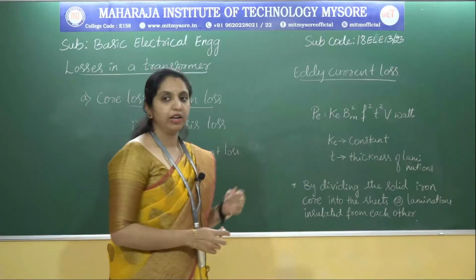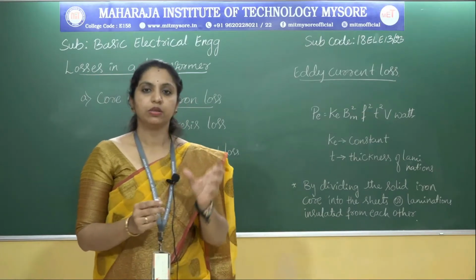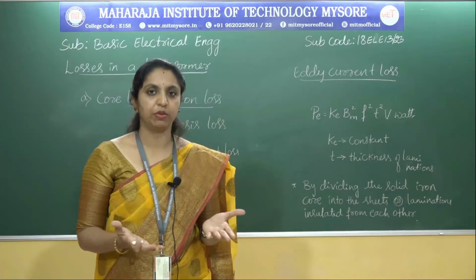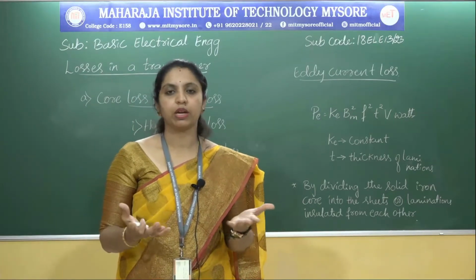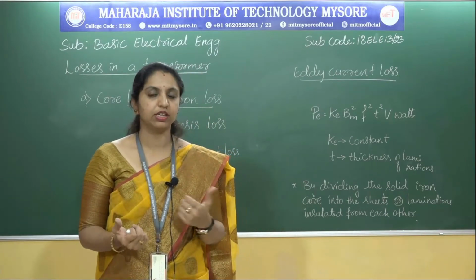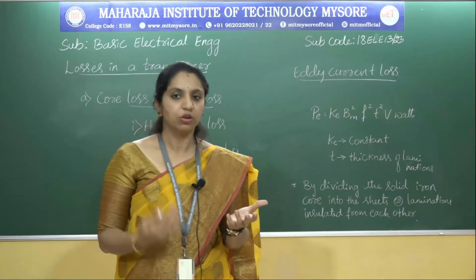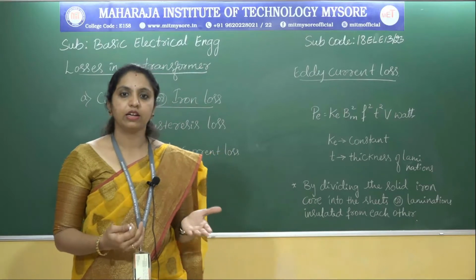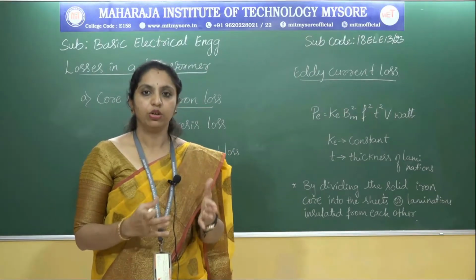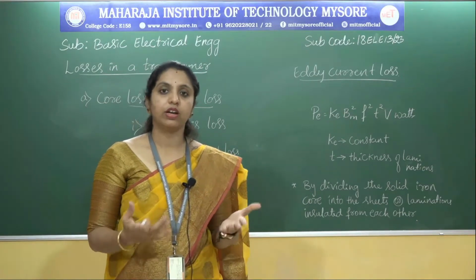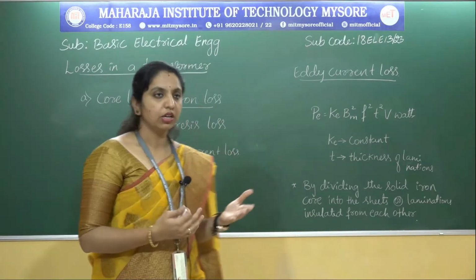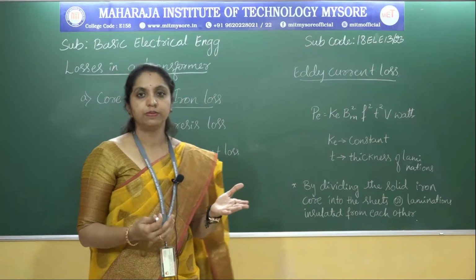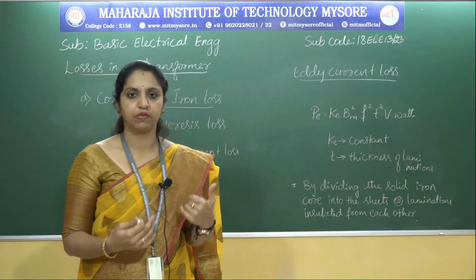So these are the variables you find in the hysteresis loss when we express it in terms of power. Next we have eddy current loss. The meaning of eddy is circular movement. We know that ferromagnetic materials are good conductors, therefore eddy current circulates within the core due to the alternating magnetic flux.